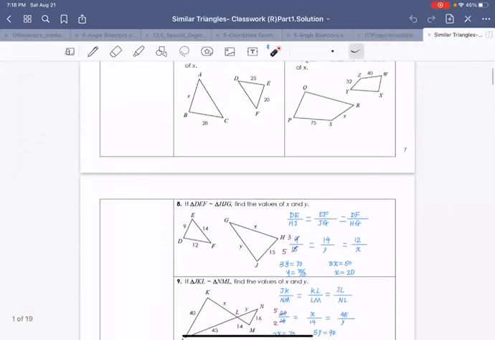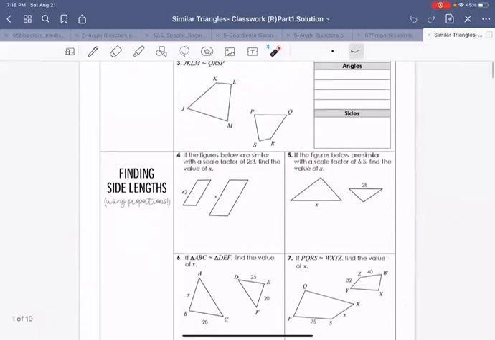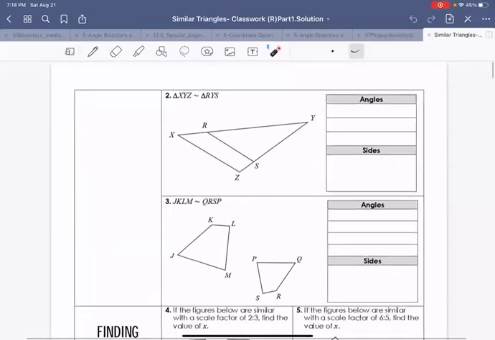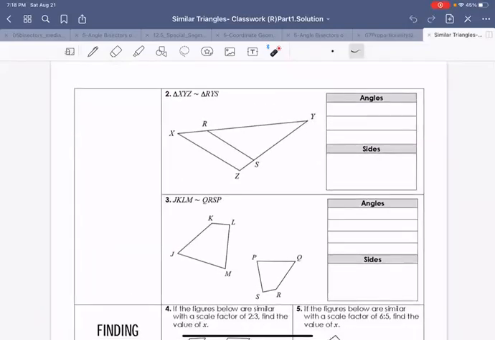Okay. Let's see here. We can start from this. Look, they show you these two triangles are similar: XYZ and RYS. Okay. Let's figure out those congruent angles, please.